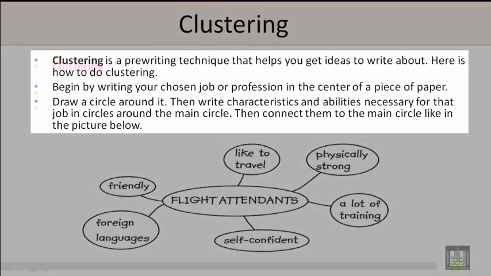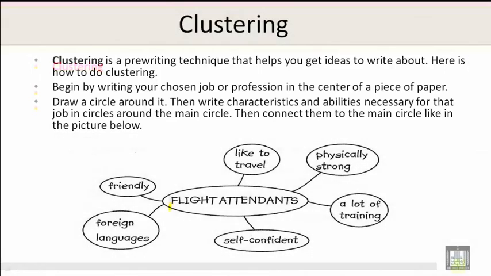Clustering is a pre-writing technique that helps you get ideas to write about. Here is how to do clustering. Begin by writing your chosen job or profession in the center of a piece of paper. For example, flight attendants. Draw a circle around it. Then write characteristics and abilities necessary for the job in circles around the main circle. Then connect them to the main circle like the picture below.